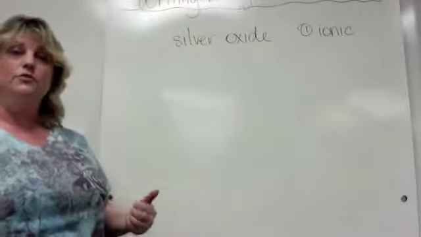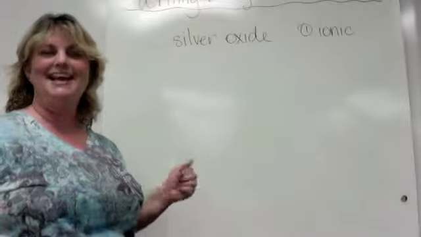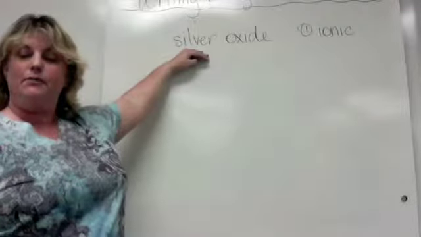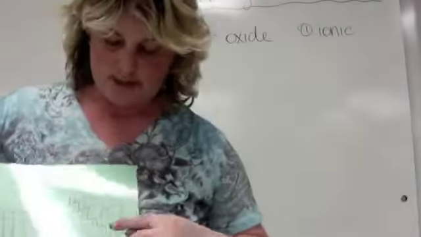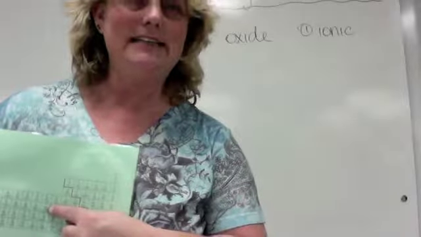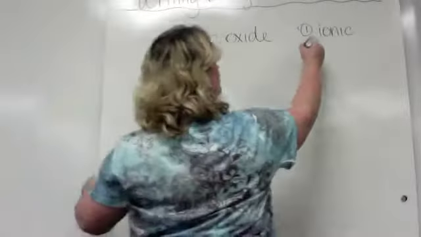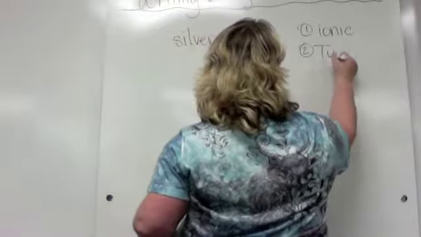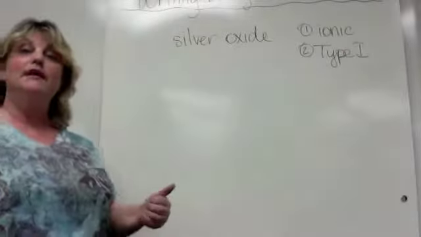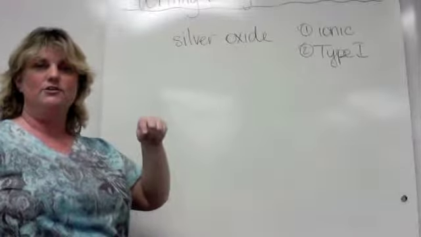Question number 2, does it contain a type 1 or a type 2 metal? Silver, remember, is in the stair step. So that means it is a type 1 metal. That means that when I go to write my formula, remember I have to balance my charges.